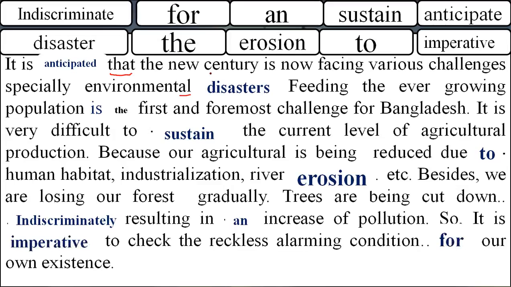So you can go through the passage. It is anticipated that the new century is now facing various challenges, especially environmental disasters. Feeding the ever-growing population is the first and foremost challenge for Bangladesh. It is very difficult to sustain the current level of agricultural production because our agricultural land is being reduced due to human habitat, industrialization, river erosion, etc. Besides, we are losing our forest gradually. Trees are being cut down indiscriminately, resulting in an increase of pollution. So, it is imperative to check the reckless alarming condition for our own existence.